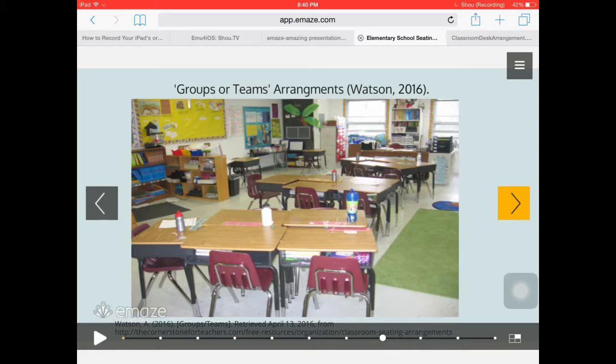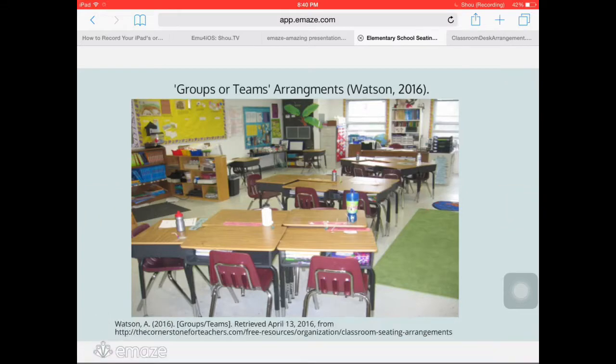This is another picture that was actually in Angela Watson's room, and it's called Groups or Teams, and that name kind of speaks for itself. You can see that the desks are in groups made up of 4 or 5, and the students can easily work in groups, as she explains, and we're going to talk about that later as well, but the citations are at the bottom.